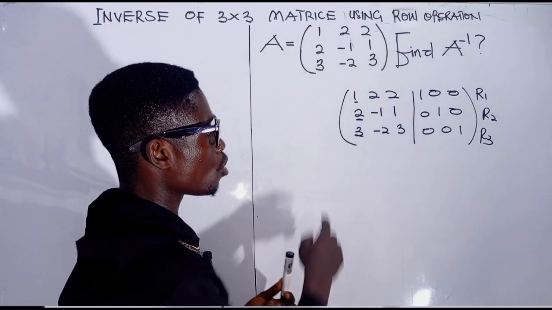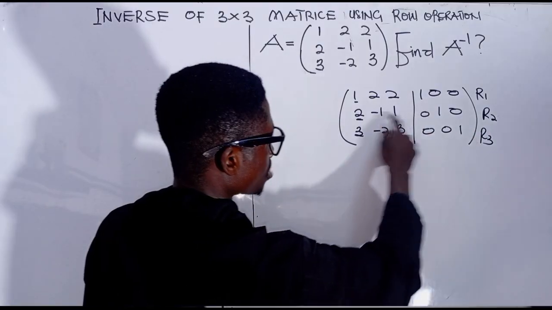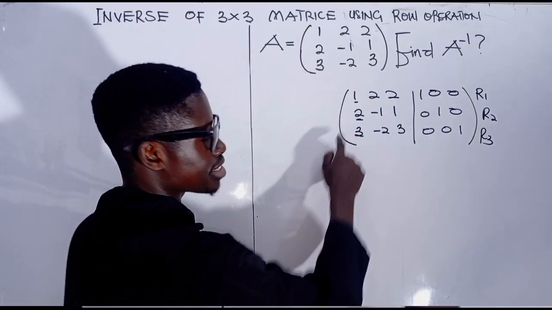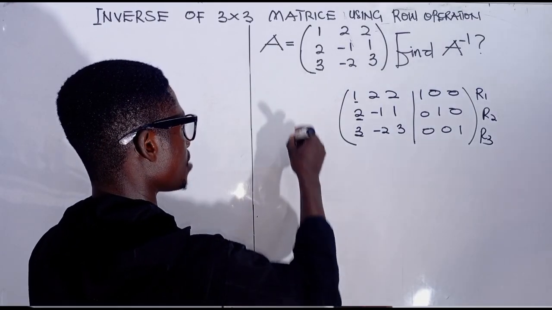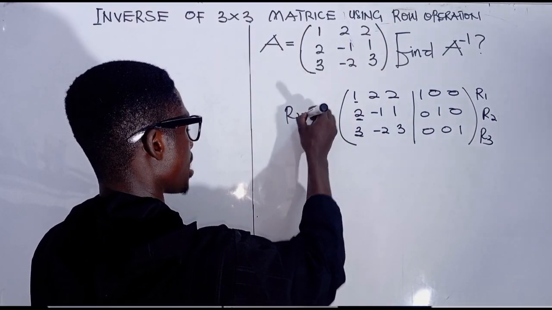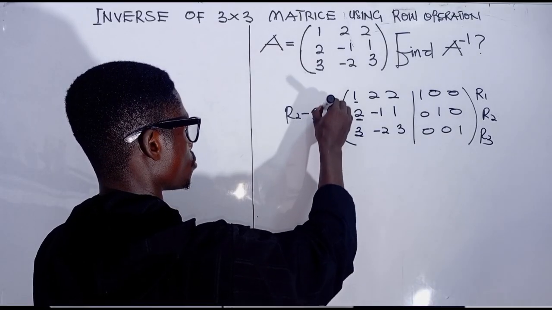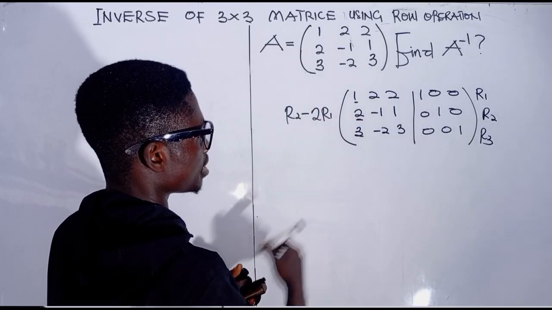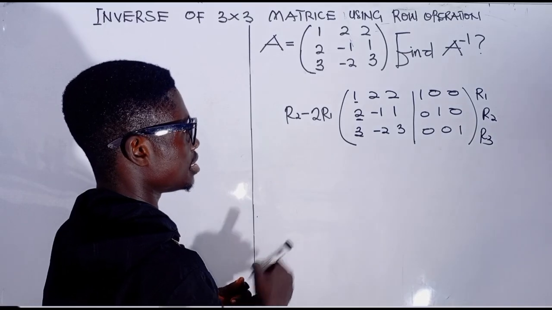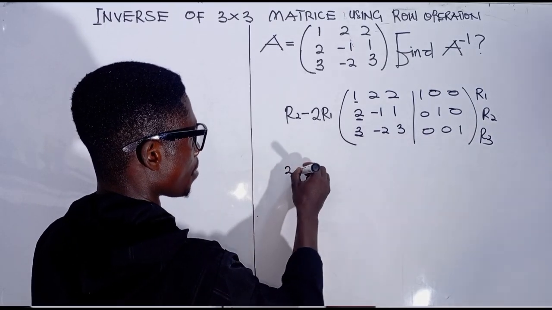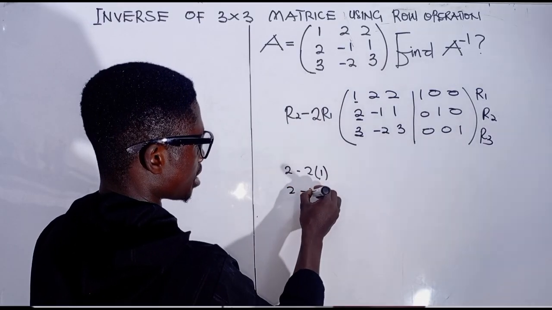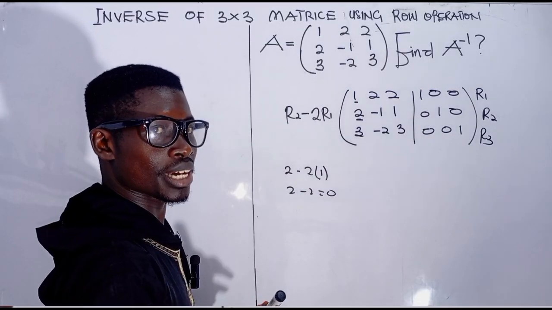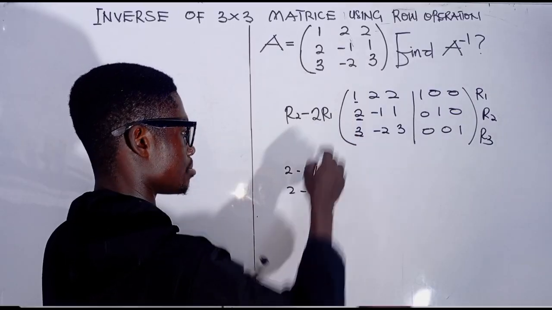We want to make this entry 0. We are going to perform operations on this particular row so that this entry will be 0. When we have row 2 minus 2 row 1, this entry is going to be 0. So we have row 2, which is 2, minus 2 times row 1, which is 1. 2 minus 2 gives us 0, and we have achieved our goal.